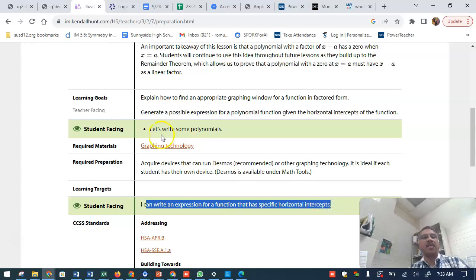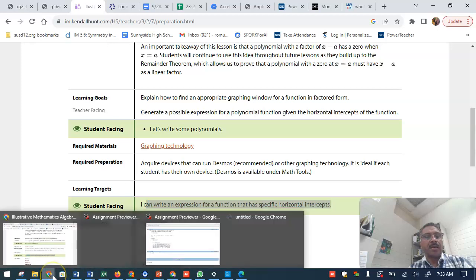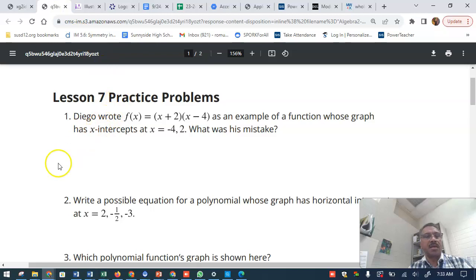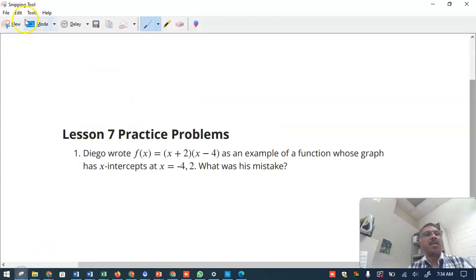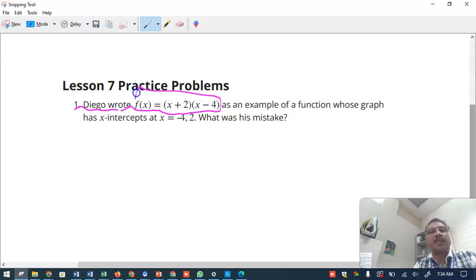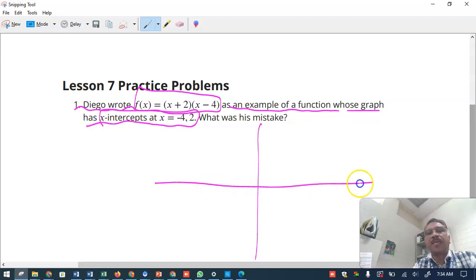So I'm going to straight away solve the practice problems for lesson number 7, and here is the first one. The first question is, a student by the name Diego writes this expression as an example of a function whose graph has x-intercepts -4 and 2. What does it mean? There is a graph here, 2, 3, 4, -4. These are the points where the graph crosses the x-axis.